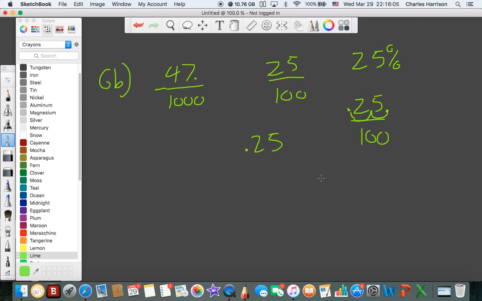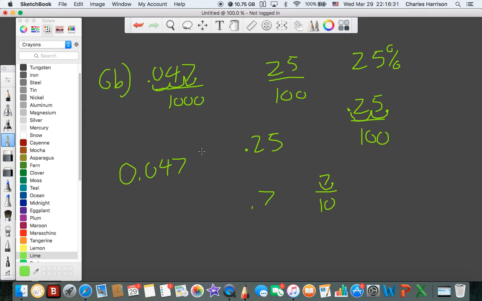Or, say we have like 7 over 10. We move the decimal back 1. So it's just 0.7, you see. We move this back 3 decimals. So it's 1, 2, 3, right here. So the answer to this one is 0.047, like so. You see, like that?